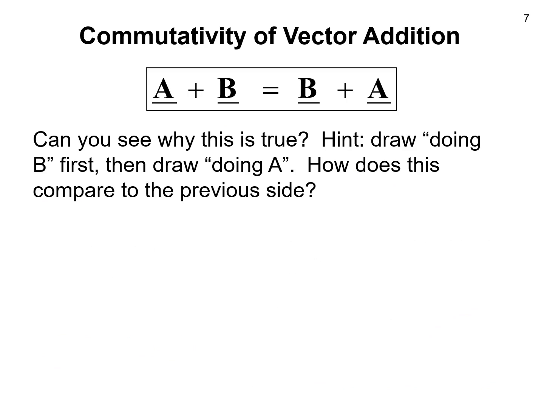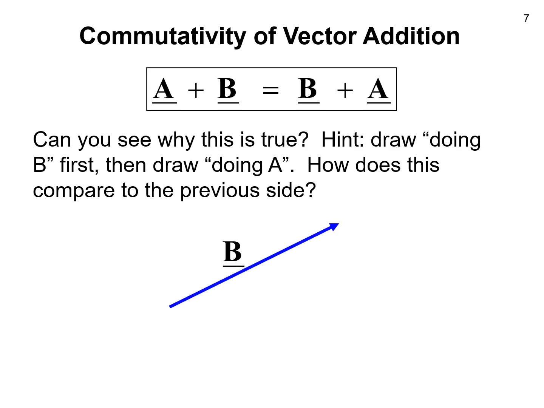Now, vector addition is also commutative, which means A plus B equals B plus A. In other words, instead of drawing A first and then B, now I can draw B first and then A. So let's see how this looks.